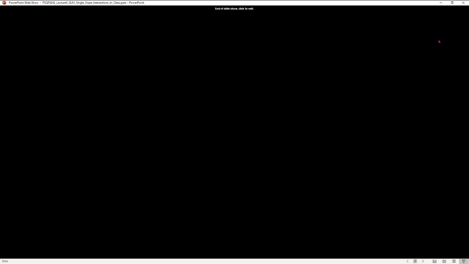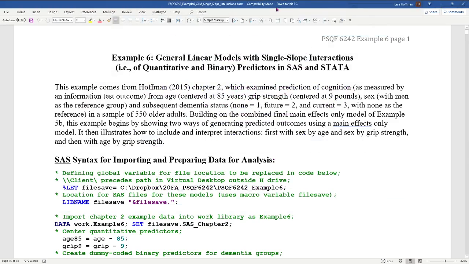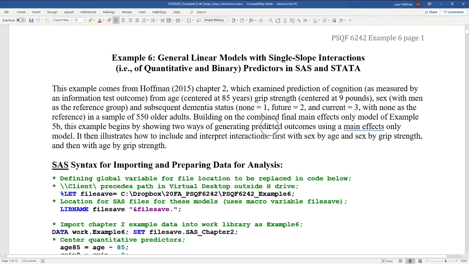So with that in mind, let's go back and finish example 6. Just to remind you all, this example is from Chapter 2 of the book. The model that I'm going to show you today is what was featured in the middle section of Chapter 2, where we're looking at predicting cognition as measured by the information test from age centered at 85, grip centered at 9, gender with men as the reference, and dementia status as a categorical predictor in which the none group is the reference, and we're comparing none to future and none to current.